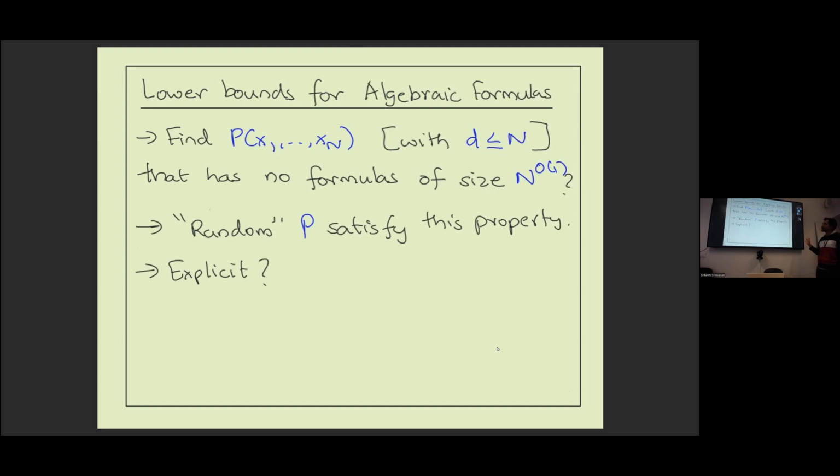And any reasonable way of defining what a random polynomial is has the property that a random polynomial does not have small polynomials. So a generic polynomial, a generic object, satisfies this property. And the question is whether you can make this statement explicit. I know that there exist polynomials that satisfy this property. Now can you tell me a polynomial which has this?